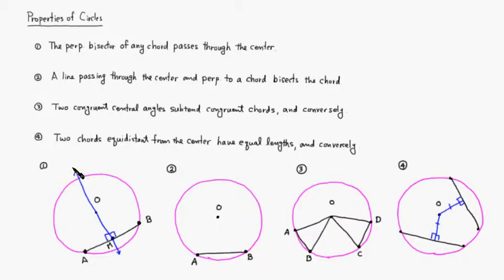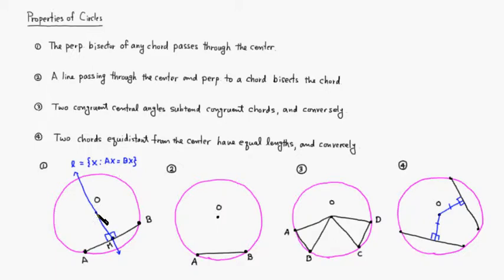Let's call this line L. Perpendicular bisector L is a collection of points which is equidistant from A and from B. So AX equals BX.